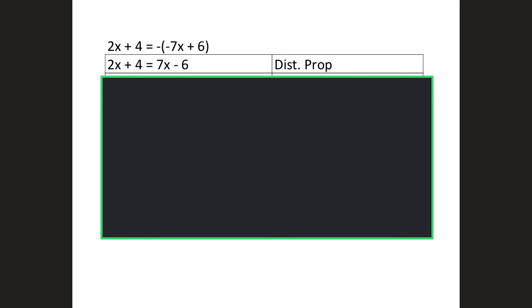Let's go to one final problem to look at. So here I have 2x plus 4 equals negative (negative 7x plus 6). This happens sometimes where we just have a negative out here. It's like there's a negative 1. So the first thing we're going to do is distribute. We have to distribute this negative to the negative 7x and to the positive 6. So you notice negative times negative 7x gave me positive 7x. Negative times positive 6 gave me negative 6.